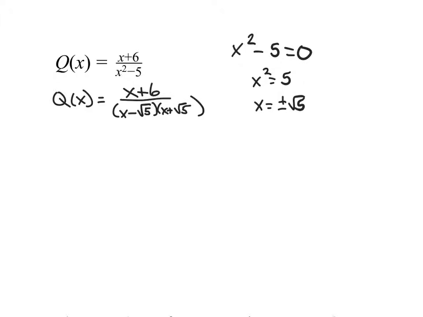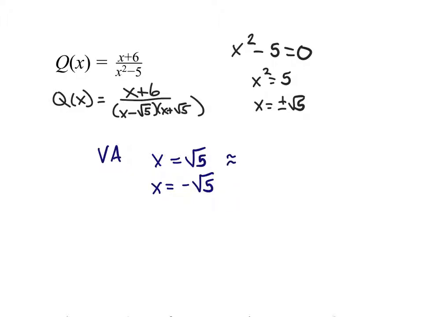Now there is nothing that cancels out, obviously, so this is already in lowest terms. So both of these values would be vertical asymptotes. You'd have a vertical asymptote at x equals square root of 5, and you'd have a vertical asymptote at x equals negative square root of 5.